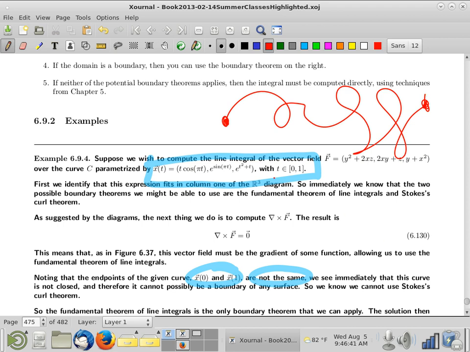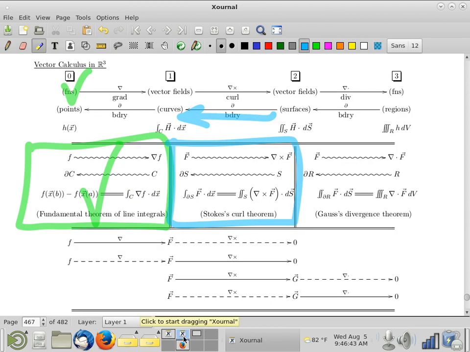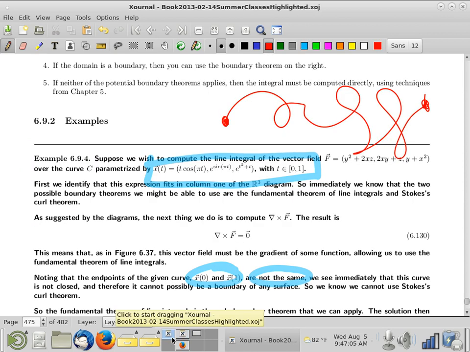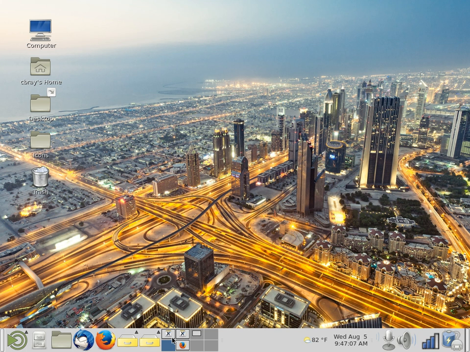So, where are we? That means Stokes' theorem fails because the curve is not a boundary of anything. So we consider our two options, and we only have one option. Use that option: fundamental theorem of line integrals, compute the anti-gradient, and off you go.